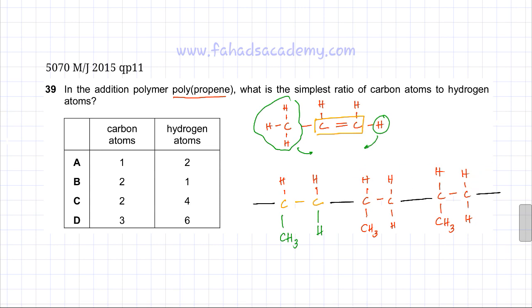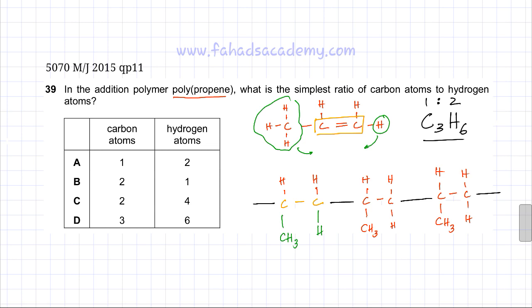So the ratio of carbon and hydrogen atoms: propene has a molecular formula of C3H6. You can count the total number of atoms. So there are 3 carbon atoms, and there are 1, 2, 3, 4, 5, and 6 hydrogen atoms. So remember, for the carbon to hydrogen ratio, that's 3:6, which is 1:2.